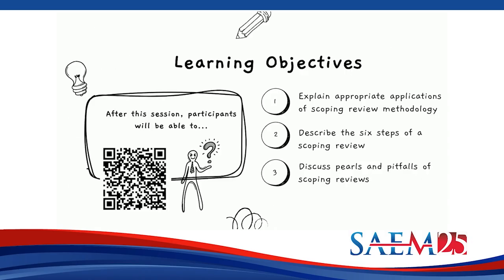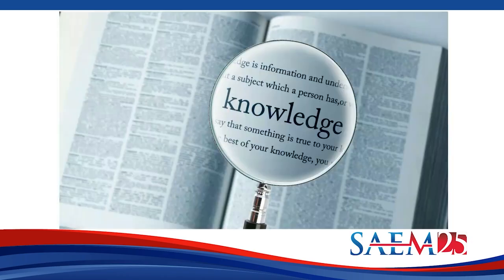So we have 3 key learning objectives for you today. At the end of this talk, we want you to be able to do 3 things. One is that we want you to be able to explain the appropriateness of applications of scoping review methodology. 2 is that we want you to describe the 6 steps of a scoping review. And 3 is that we want you to be able to discuss the pearls and pitfalls of scoping reviews. And if you look at this QR code, there is actually a whole Google Drive of articles that may help you in your future endeavors.